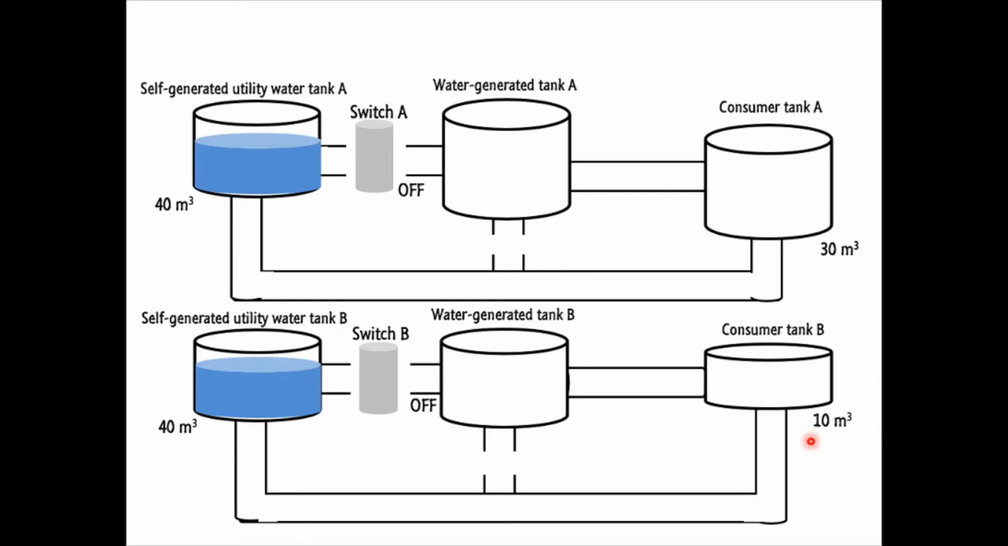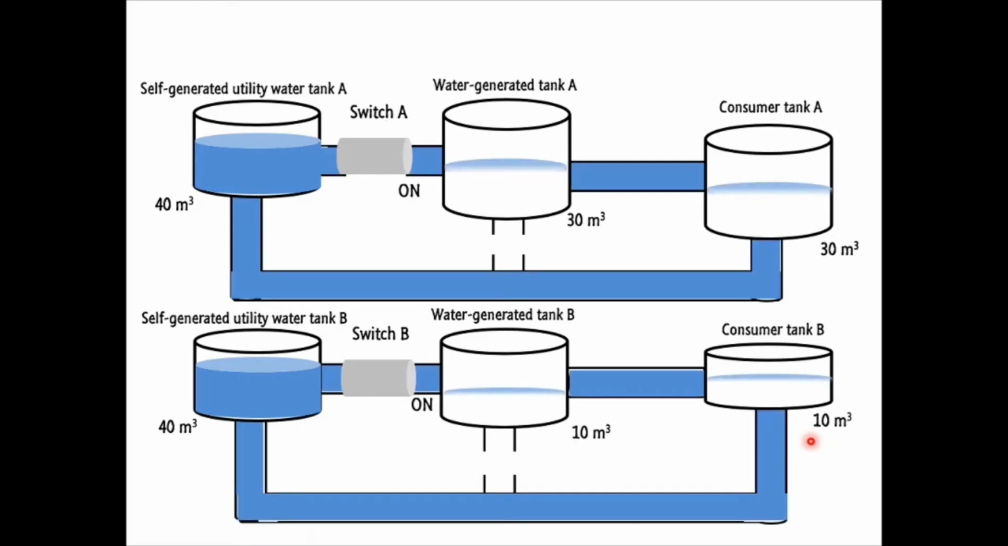Firstly, switch A and B are turned on to allow the water-generated tanks to generate and store water according to the consumer's demand. At this moment, we can see there is a continuous water flow between the utility, water generated, and consumer tanks.